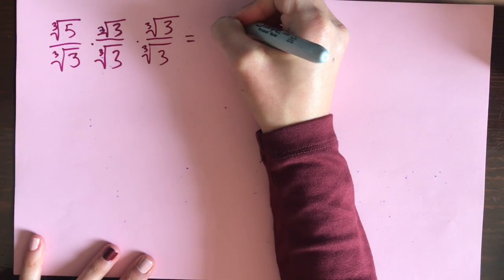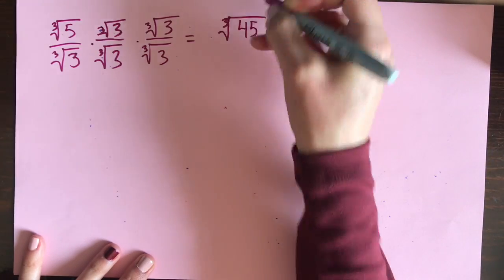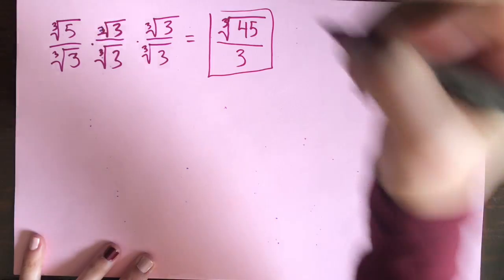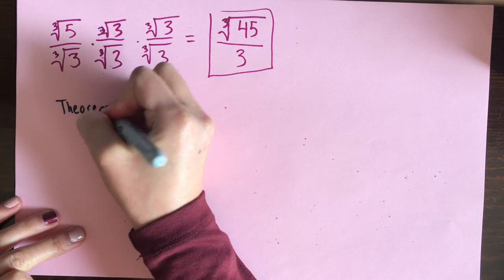And if I do that, I get 3 rad 45. That's 5 times 3, which is 15, times 3, which is 45, over 3. The 3 only comes out because there's 3 3s and not just 2 3s. Okay, very important to remember that. If it's a fifth root, then I need to have 5 of the same thing in order to get it out of the bottom.